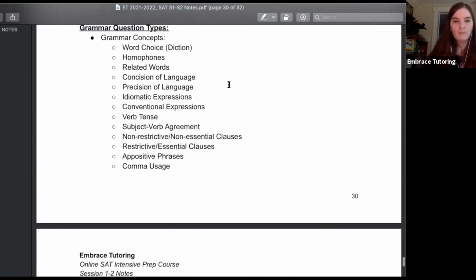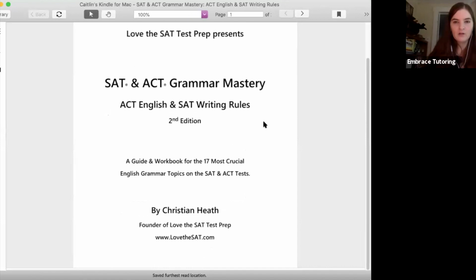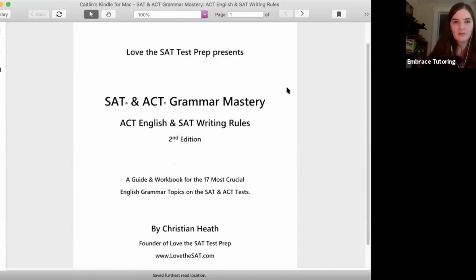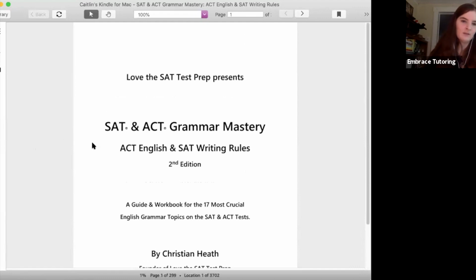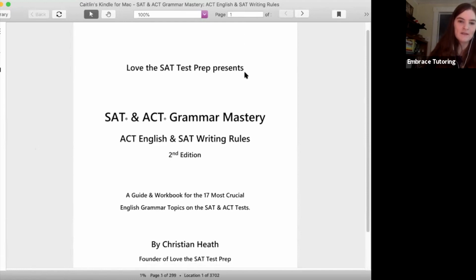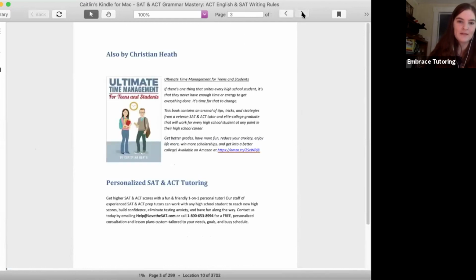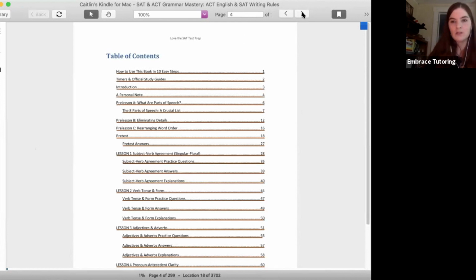So I'm going to stop sharing for now and share something else. We'll do more work in what I'm about to share in a future session too, but I do want to spend a little bit of time here. So this is from the SAT and ACT Grammar Mastery book by Christian Heath. This is a text that's devoted to understanding the grammar that you need for the SAT.